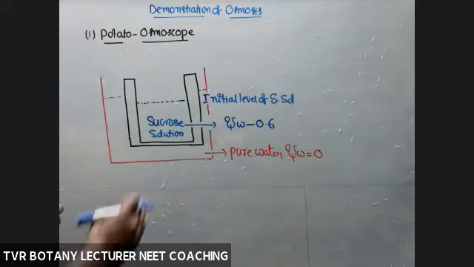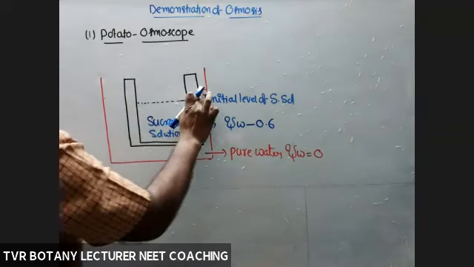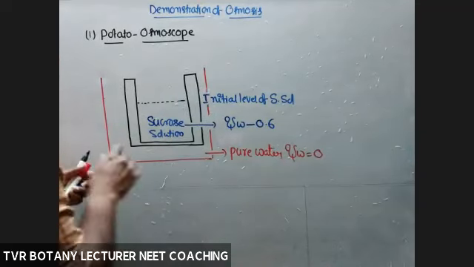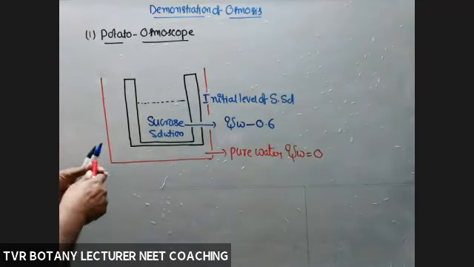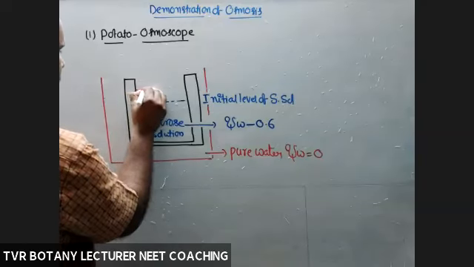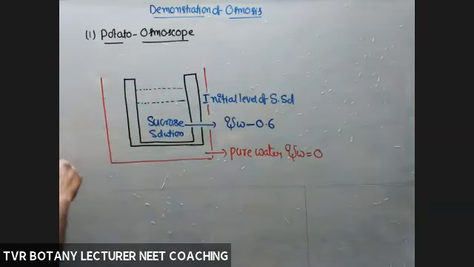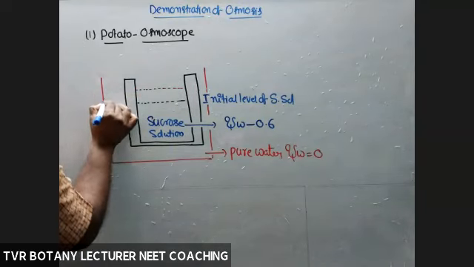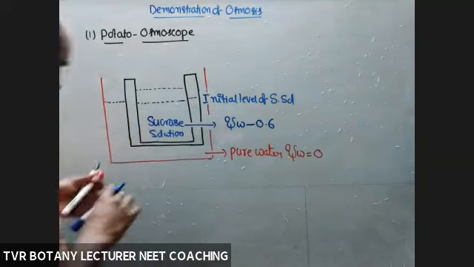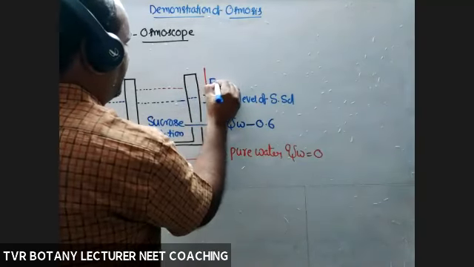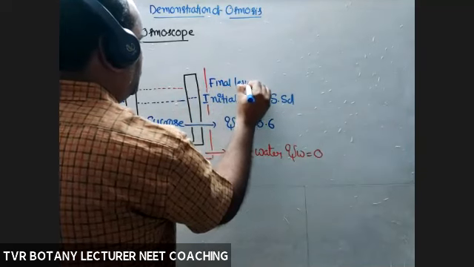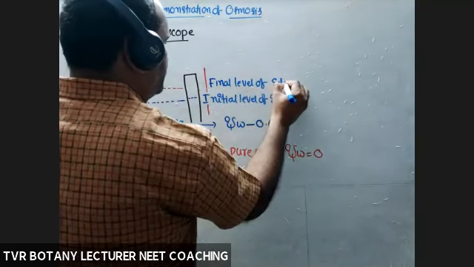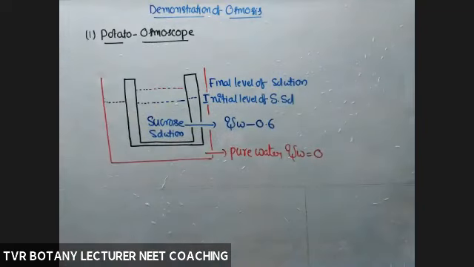Leave this experiment like that for 1 hour or 2 hours. Okay, so what about the level of sucrose solution? The level of sucrose solution is, for example, here. And water level almost a little bit dropped, not completely, little bit dropped. So this is a final level of solution. Okay, and furtherly, there is no movement of water.